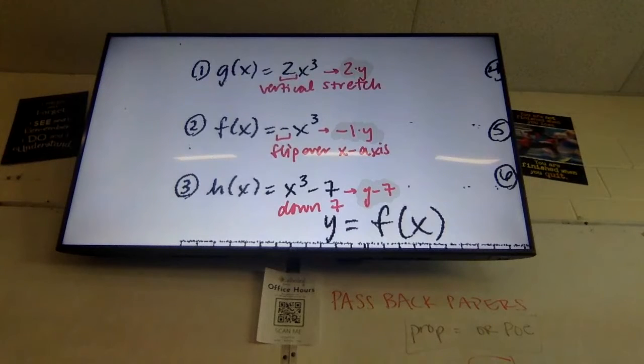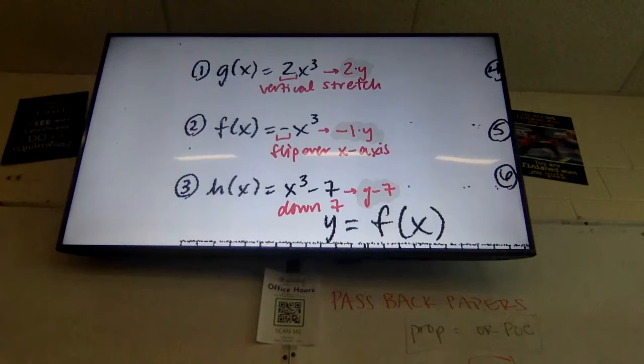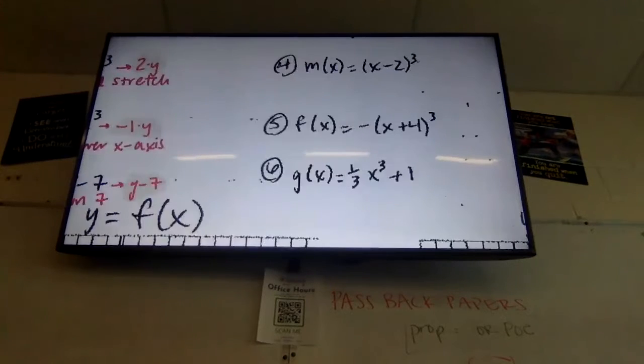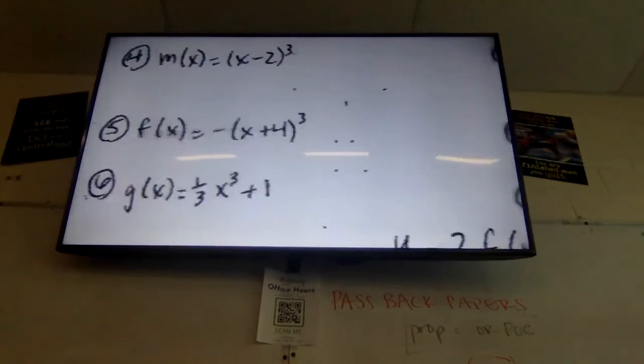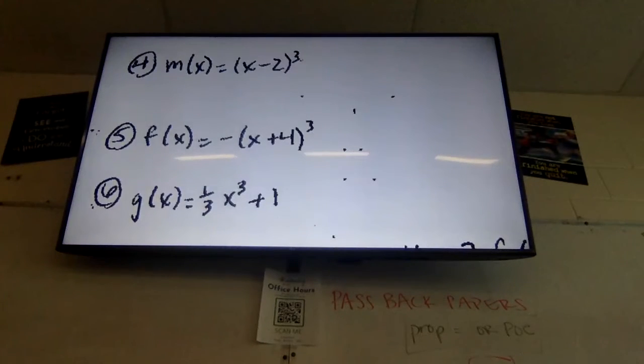Anybody have questions yet? We just start building off of this. So if this is hard, I would sit down and figure out what the changes are. If you can't figure out what the change is, then it's going to be really hard to move the points and do all the changes with those. Okay, let's move to number 4. What's going on with number 4? It goes right 2. Does that affect my x's or my y's? X's. So I'm going to do x plus 2.